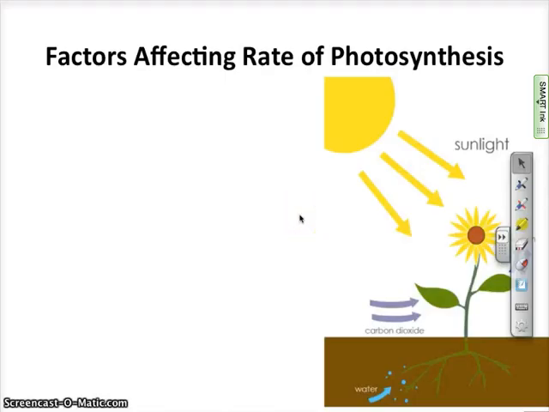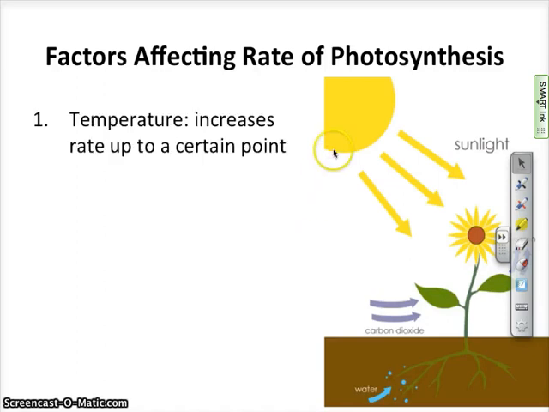So now let's talk about factors affecting the rate of photosynthesis. There are 5 different factors that we'll discuss. The first one is temperature. As it gets warmer, most of the time photosynthesis will continue to increase. This is why plants like particularly warmer climates.